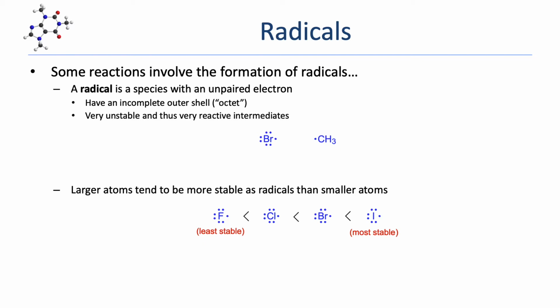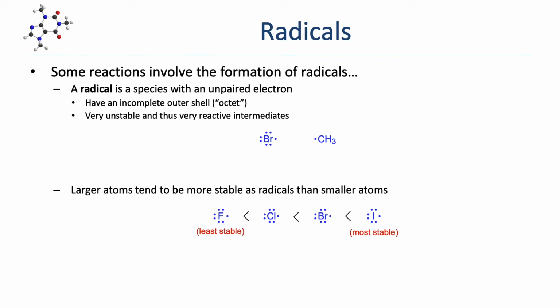Some organic reactions involve the formation of radical intermediates. A radical is simply a species with an unpaired electron. Having an unpaired electron assures that the atom will have an incomplete octet, or an incomplete valence shell. This makes radicals very unstable, and therefore very reactive.